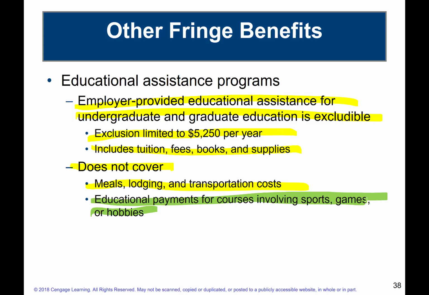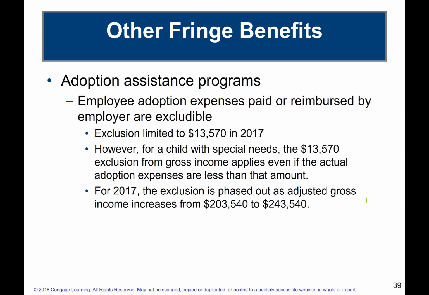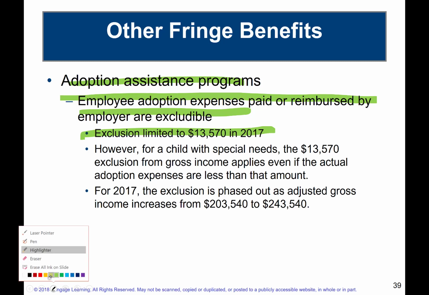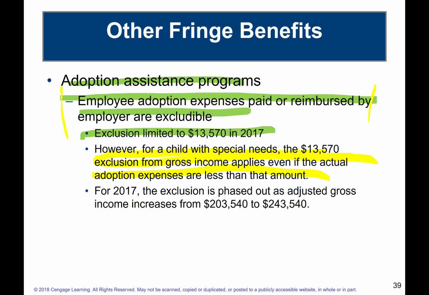Okay. Take a look. Adoption assistance. Okay. They will let you exclude money for adoption assistance, but the exclusion is limited to $13,570. However, if it's a special needs child, they'll still allow you the $13,570, whereas for a child who is not special needs it is the actual cost. But if it's a special needs child, they'll let you exclude the $13,570 even if the expenses are less. Okay, so just trying to do something good there.